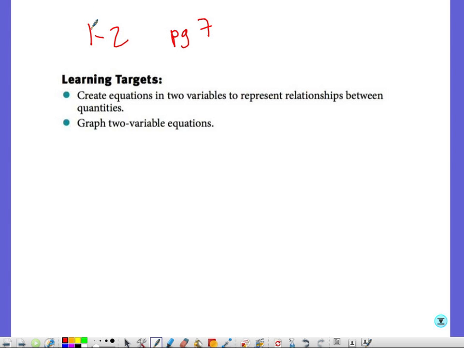Hello, this is lesson 1-2. This is on page 7, and we covered this on August 30th, 2017.